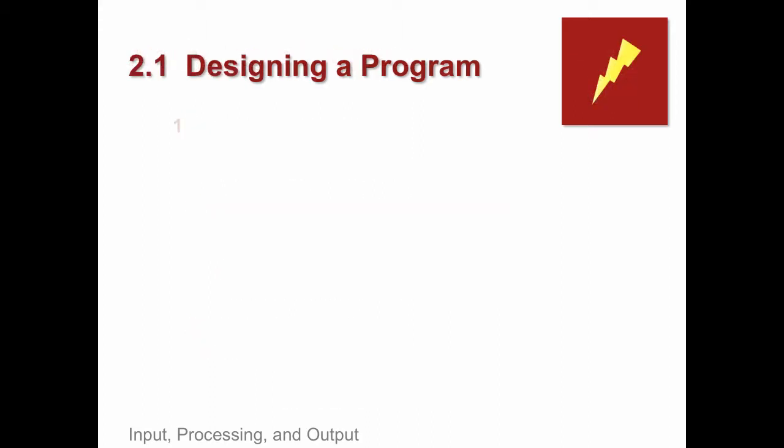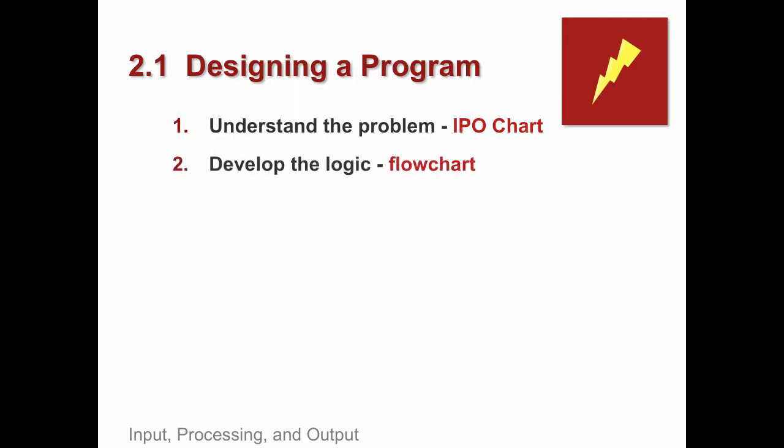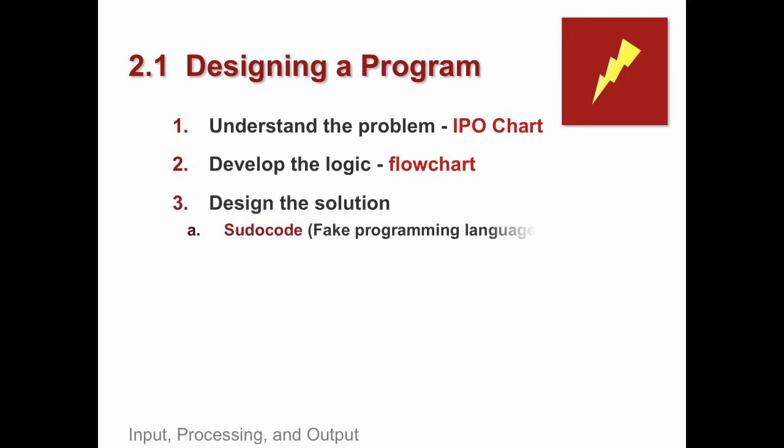Well, the first thing we would do is understand the problem, and we would do that with an IPO chart, and that's what we're going to cover in a few minutes. The next thing we would do is we'd look at the logic of the data flow, and that we would do with a flow chart. Once we've got our IPO chart, we understand the problem. Once we've got our flow chart, we understand the logic, and then we're going to actually design the solution, which means we're going to write it in Sudocode, which is the fake programming language we talked about. And then from that, we'll be able to select the language that we're going to write it in.